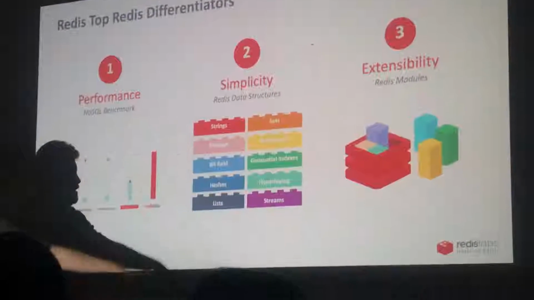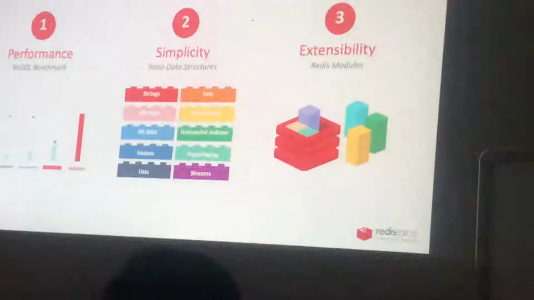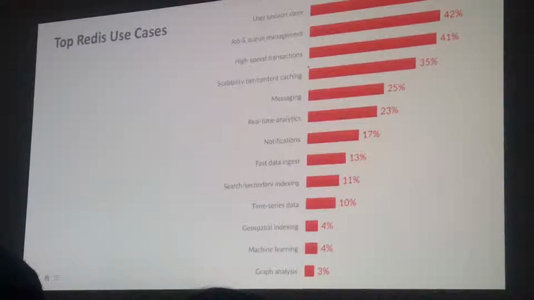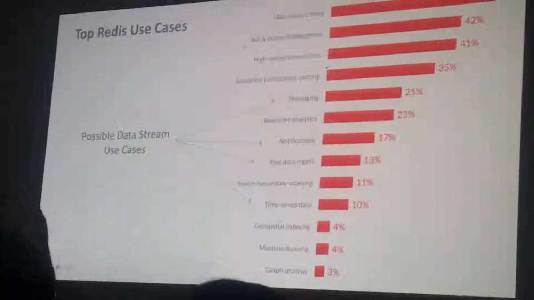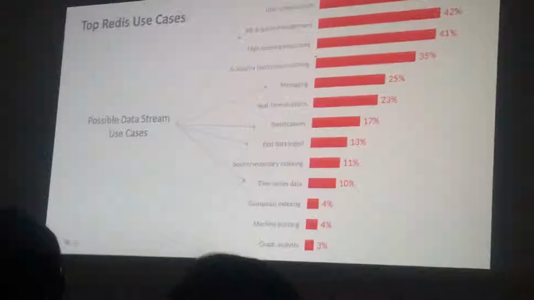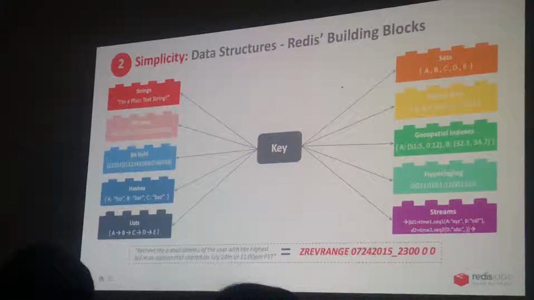And then, there's all these other data structures that all have very unique use cases. There's a bunch of different use cases here that people use Redis for. Job and queue management, high-speed transactions, messaging, real-time analytics, notifications, fast data ingest, searching, time series data, geospatial indexing, machine learning, graph analysis, all sorts of things. All of this is done in memory. It's all very fast. And you can see that a lot of these in the past have been used to do stream type things, but we didn't have a stream data structure, but we do now.